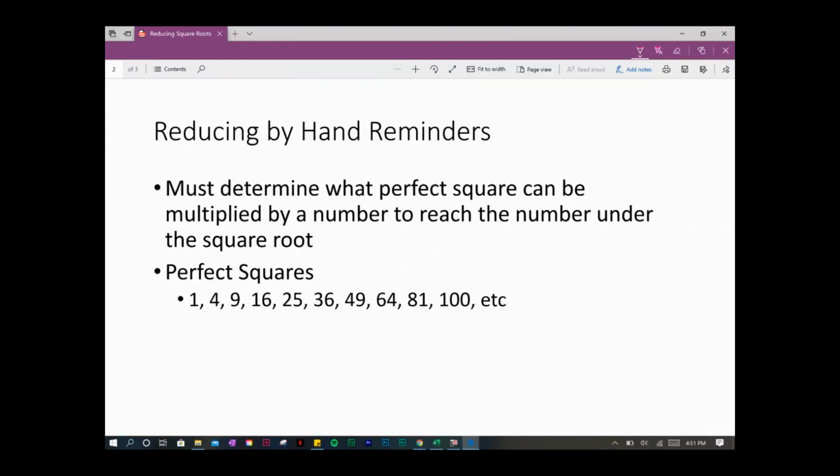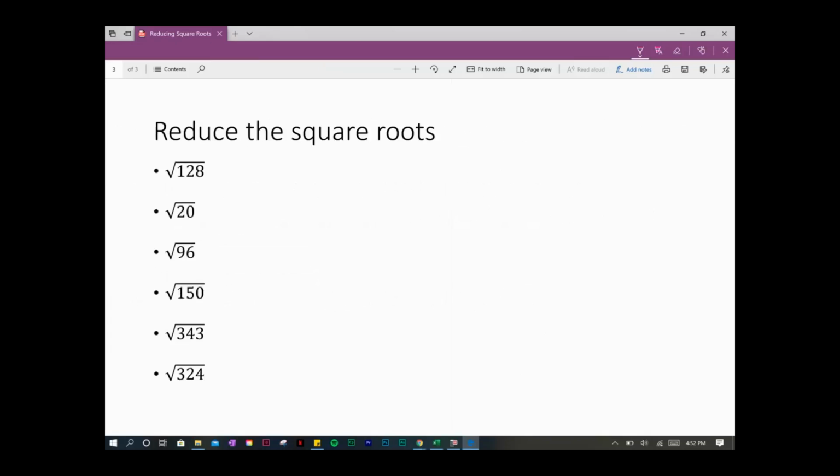Remember, our perfect squares are when we take a number and multiply it by itself. So for example, 2 times 2 is 4, 3 times 3 is 9, 4 times 4 is 16, and so on. So there's a few of the perfect squares listed there. By doing it on the calculator is what we're going to do next.